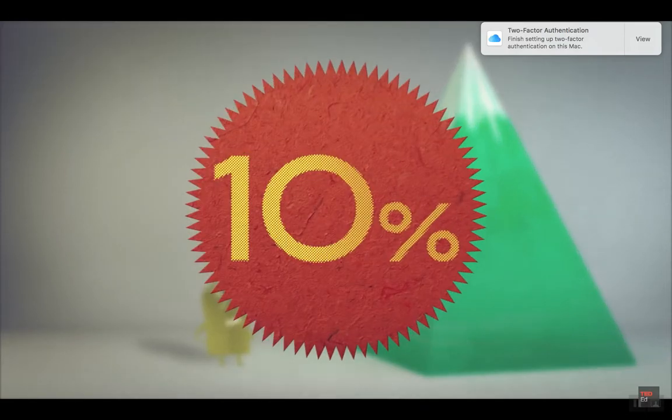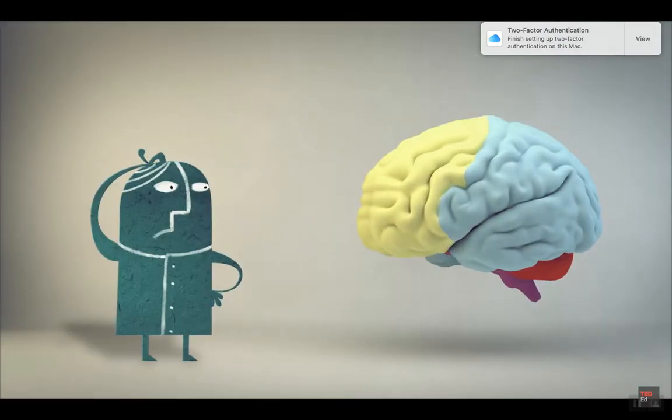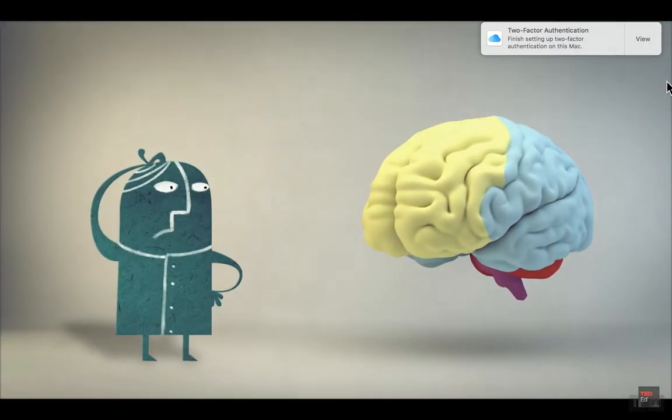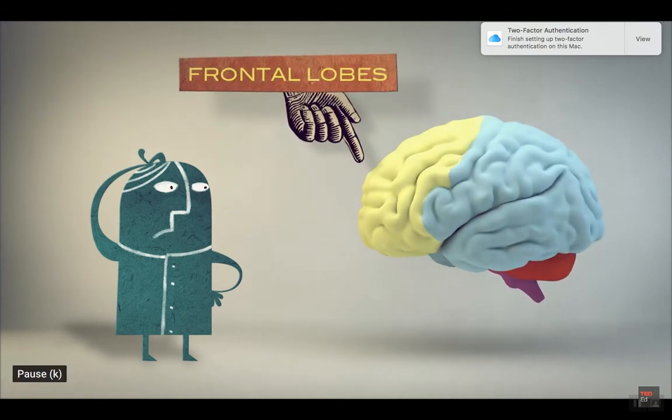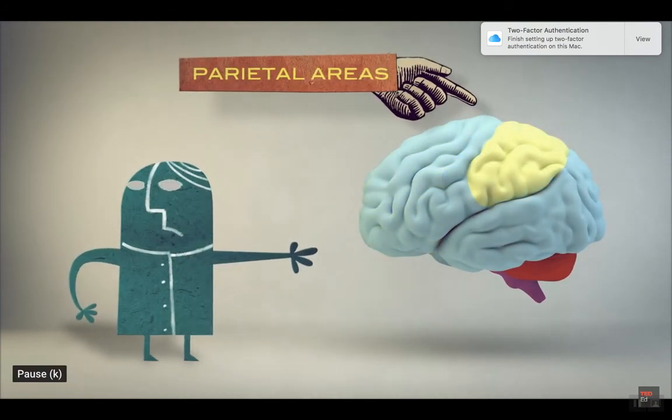But the misunderstanding stuck. Also, scientists couldn't figure out for a long time the purpose of our massive frontal lobes, or broad areas of the parietal lobe.